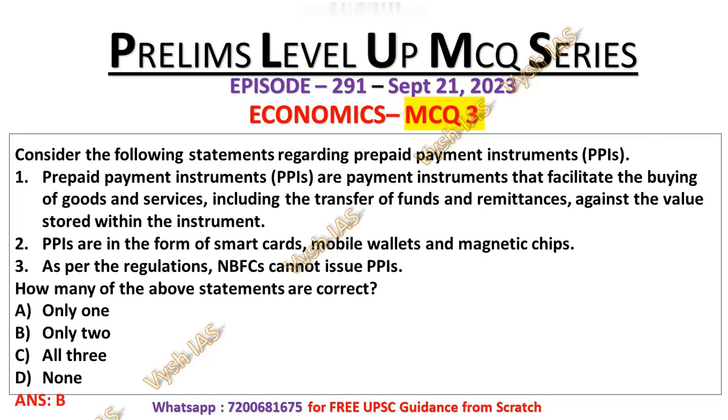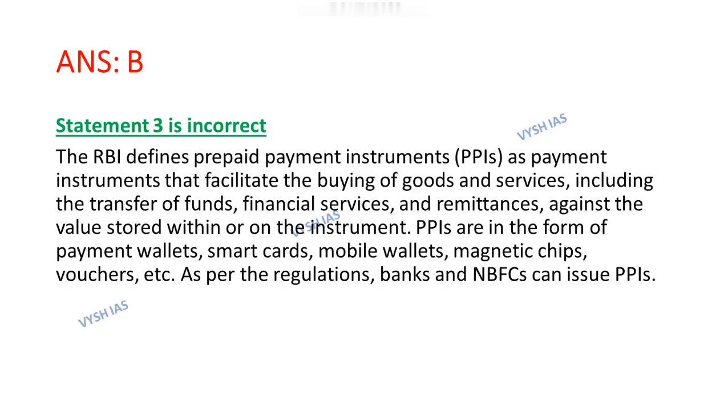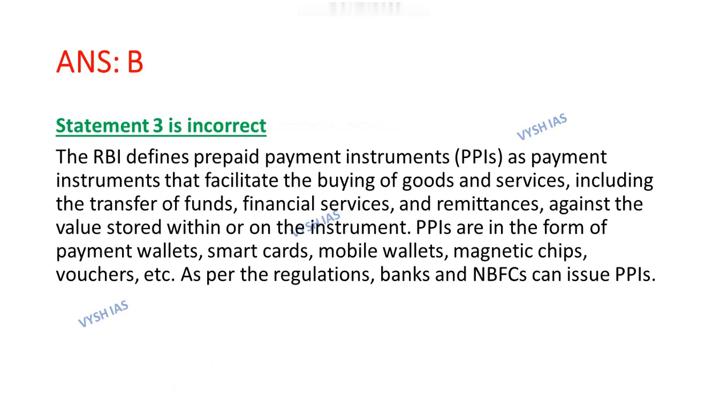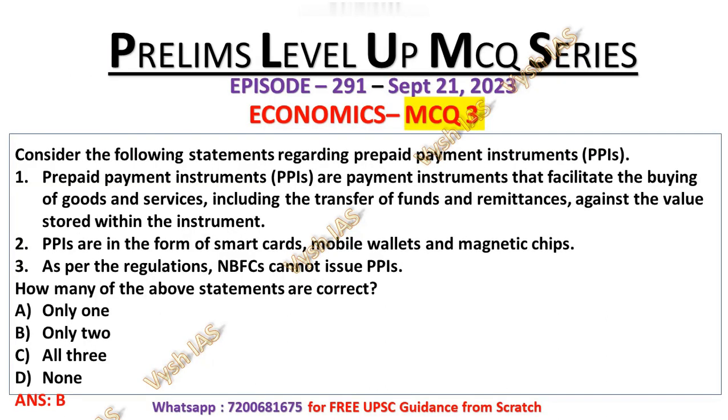So its correct answer will be option number B, that is only two statements are correct. Statement 3 is the incorrect statement, which means NBFC can issue PPI. Now let's look at the explanation. The RBI defines prepaid payment instruments as payment instruments that facilitate the buying of goods and services, including transfer of funds, financial services, and remittances, against the value stored within or on the instrument. The PPI are in the form of payment wallets, smart card, mobile wallets, magnetic chip, which is statement number 2, vouchers, etc. As per the regulation, banks and NBFC can issue PPI. That's why statement number 3 is the incorrect one and the other two statements are correct.